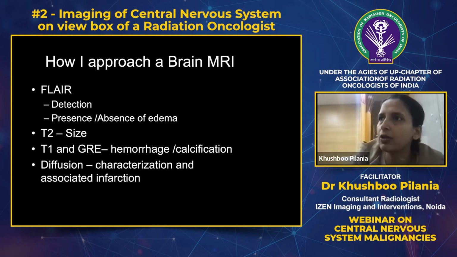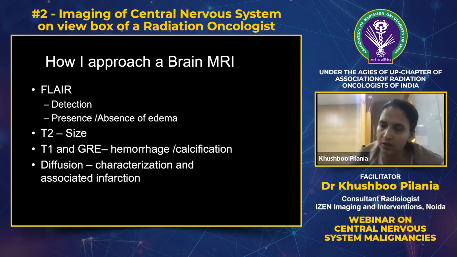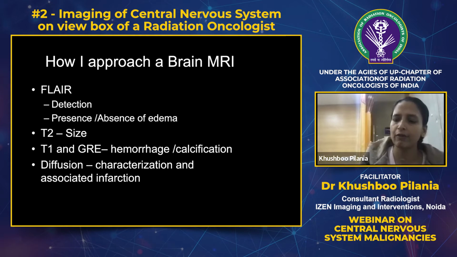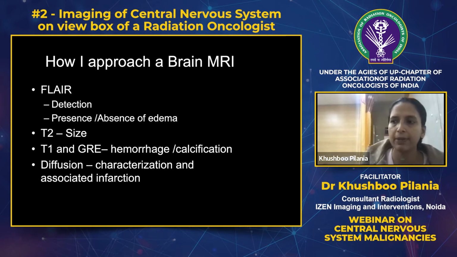If you are actually looking at the size of the lesion itself, T2 weighted image is the best, because it gives you the margin of the lesion much better than the flair, because in cases of flair, the surrounding edema is also there, and it is difficult to differentiate the primary lesion from the surrounding edema. The T1 and the GRE sequences are again helpful in further characterizing. They help us in telling whether or not there is hemorrhage within the lesion.